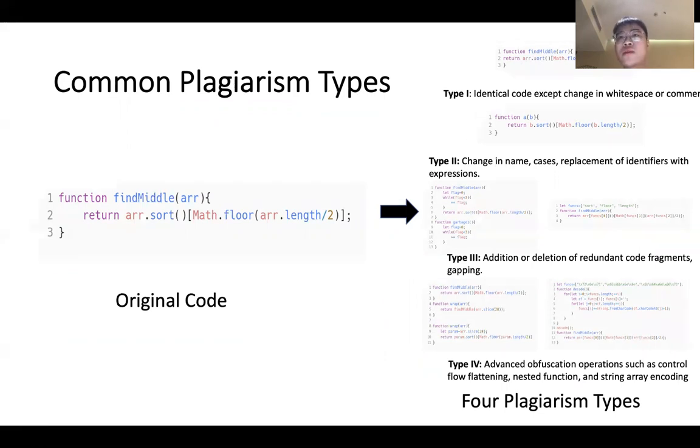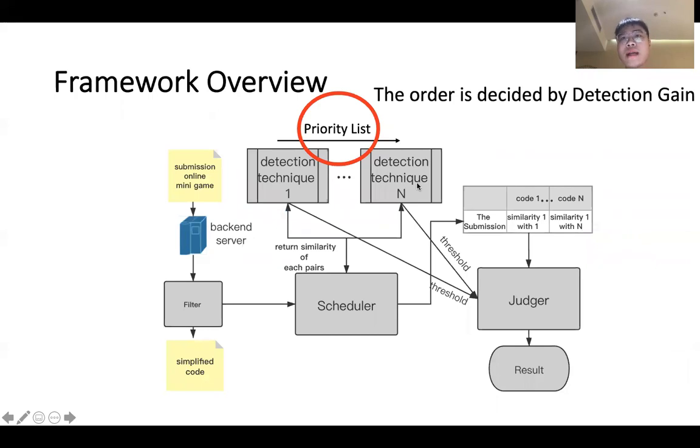Type 1 and Type 2 clones are easy to detect. Type 3 clones are additions of rounded code fragments and gapping, and Type 4 clones are advanced sophistication of operations such as control flow flattening, nested functions, and string array encoding. We can see at the bottom on the right that the plagiarism has a wrapper function to the original function and uses ASCII and hex to decode the original code. Overall, Type 3 and 4 clones are hard to detect efficiently.